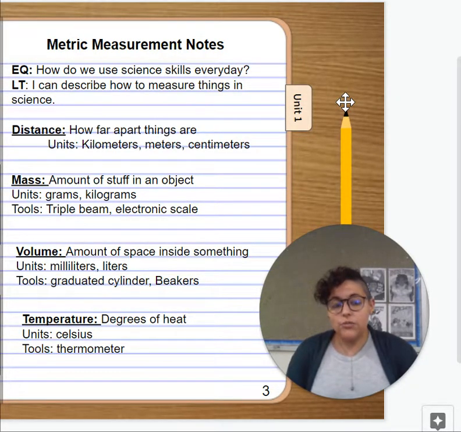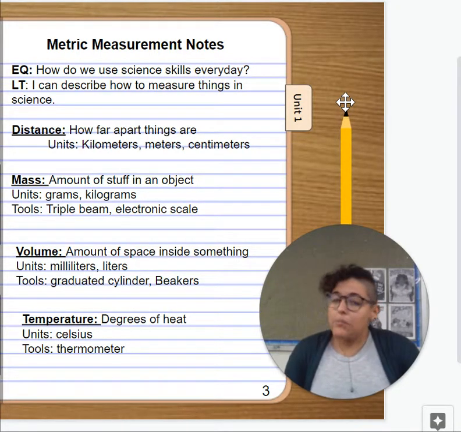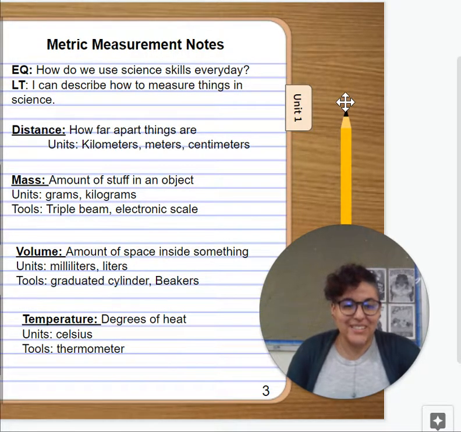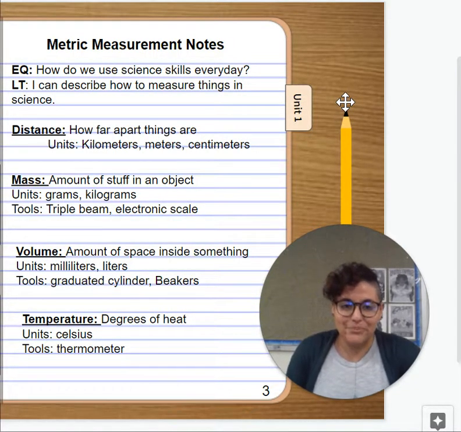So in science, we use different measurement systems than you might be familiar with. The United States is unique in that it has its own measurement system, versus literally the entire rest of the world, including all scientists, who use what is called the metric system. So today we're going to review what units are in the metric system so we as scientists know what units to use.